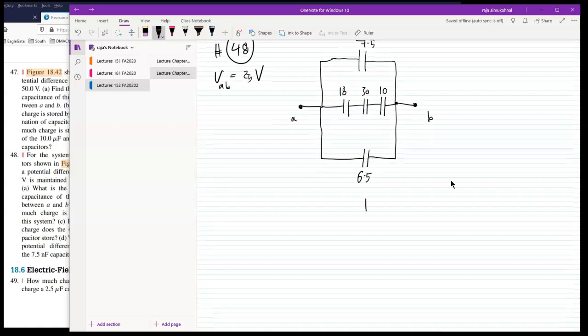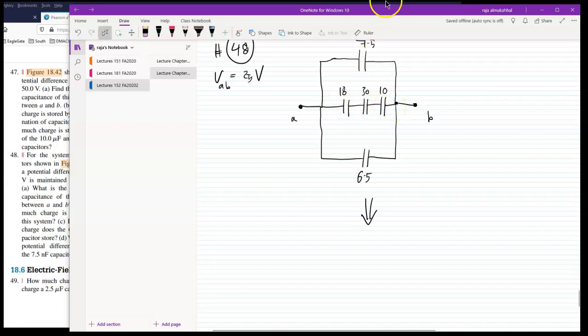So first thing I do, I want to sum these capacitors together. How do I do that? Well, these are in series, so I'm going to go 1 over 18 plus 1 over 30 plus 1 over 10 to get the equivalent of those three by themselves. You see what I'm saying?